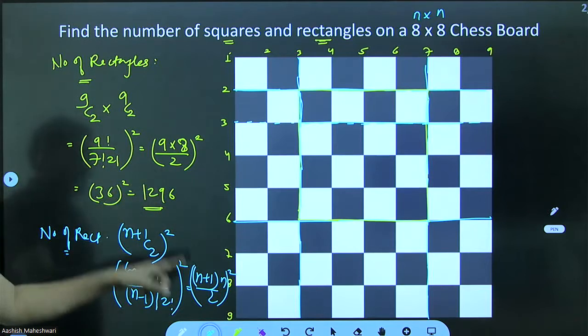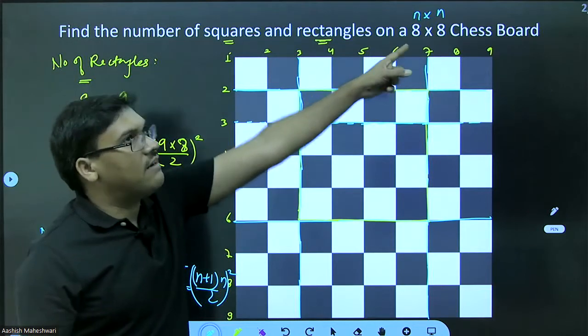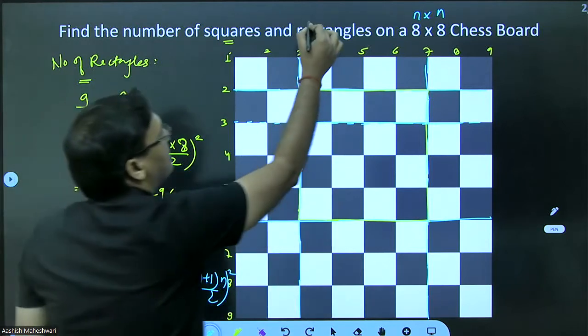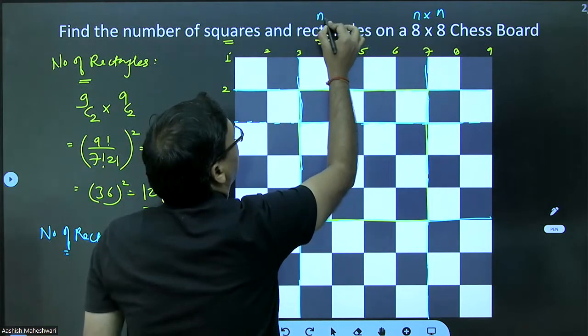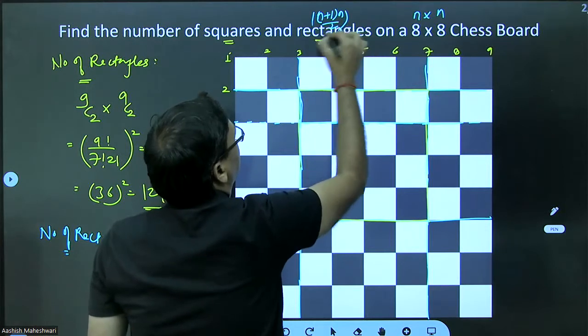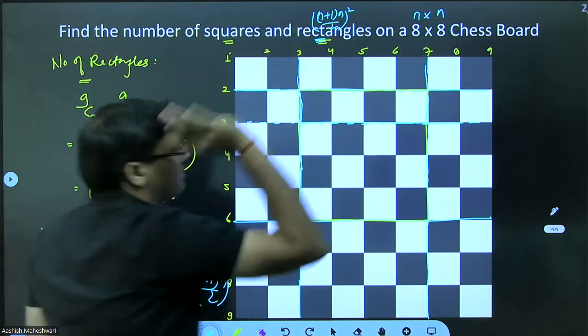You can check if I apply the same thing here. If I put the value of n as 8, this is (8 times 9 by 2) whole squared. So total number of rectangles for n cross n will be (n times (n+1) by 2) whole squared. So I hope this is clear how to calculate the number of rectangles.